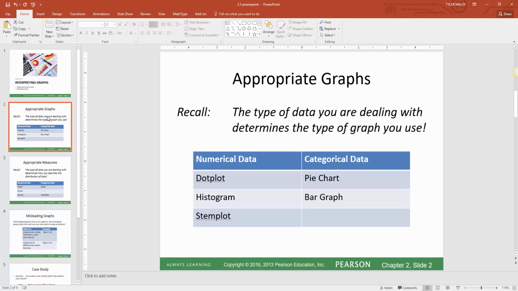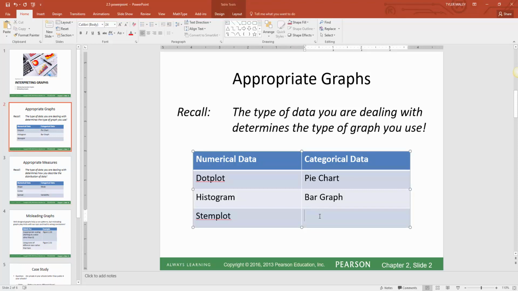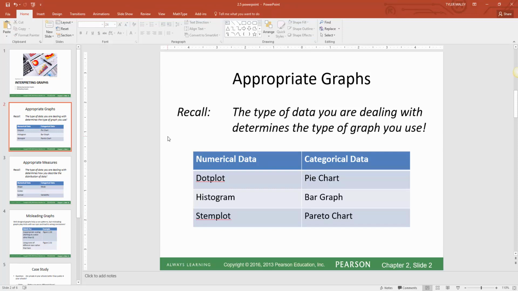So if we have numerical data or quantitative data, what would be appropriate for that would be a dot plot, a histogram, or a stem plot. But if we have categorical data, so data that's being split into categories, what would be appropriate here would be a pie chart or a bar chart. And one other chart that we talked about for categorical data is a special type of bar chart, and remember that was called a Pareto chart. So we could add that to your table if you wanted, or make note of it.